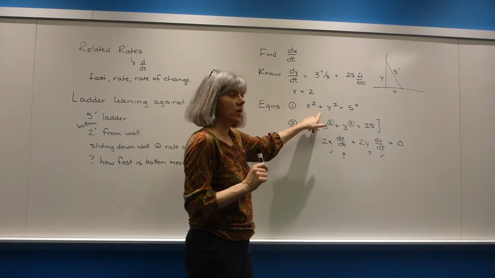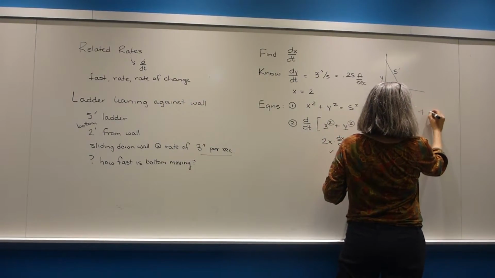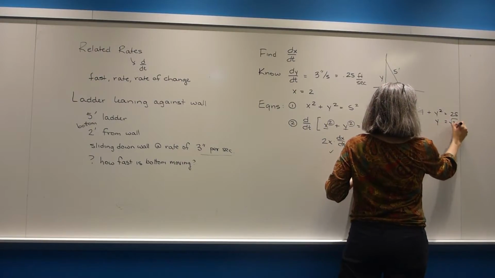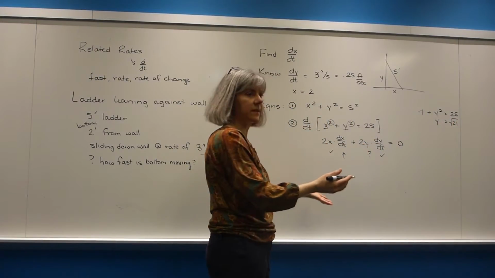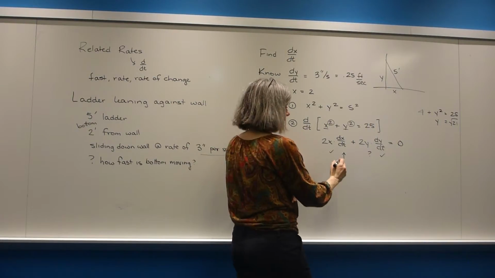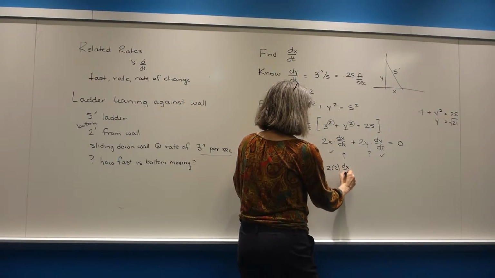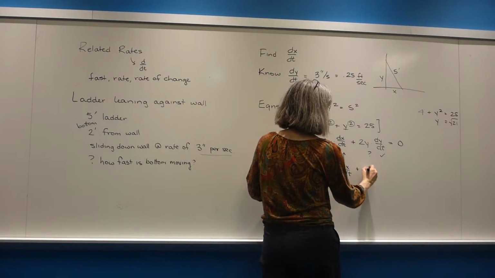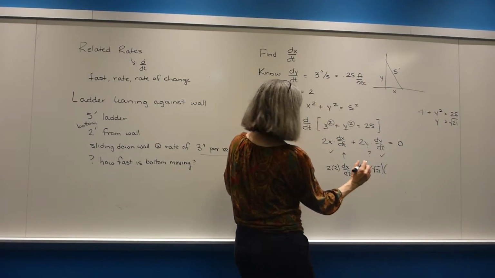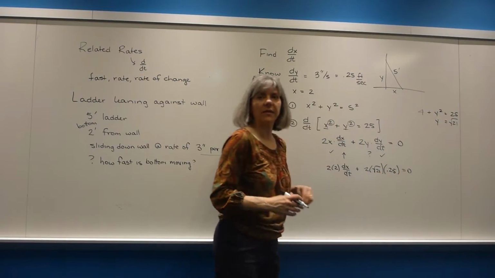So plug in y here. So I've got an x, right? So here I've got 4 plus y squared equals 25. So y is going to be square root of 21. So I just plug that in. So you plug in everything and you get an answer. So we'll end up with 2 times dx/dt plus 2 times square root 21 times 0.25.